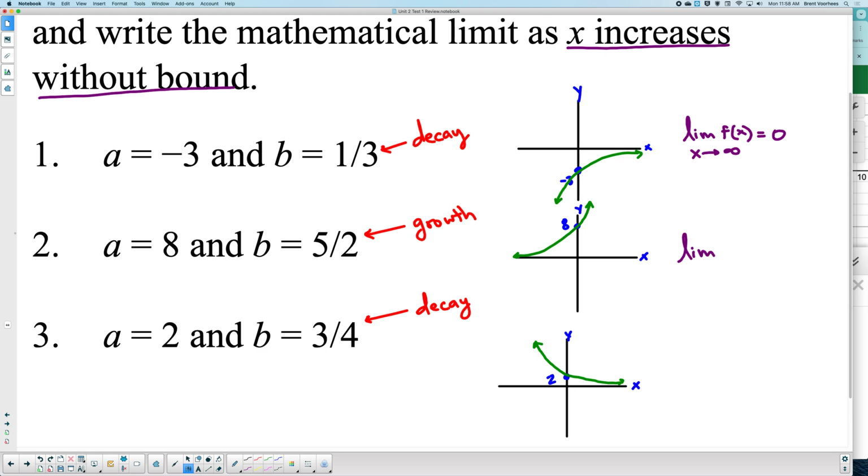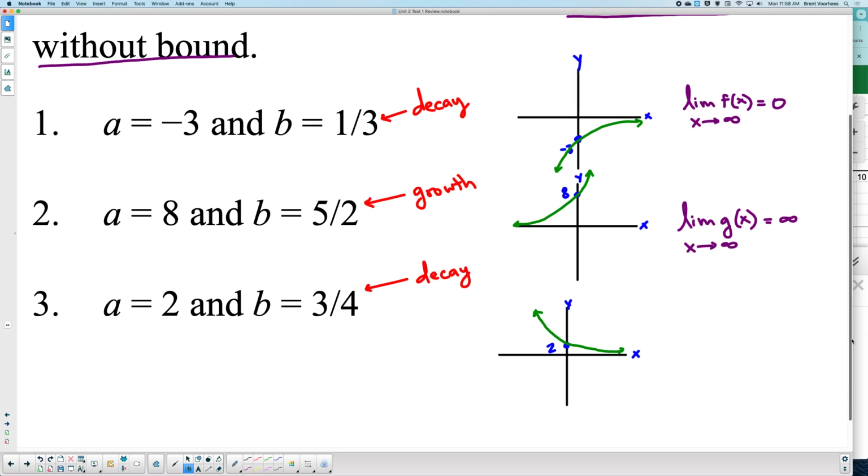Okay, how about the second graph? I'm going to call this one G. What happens on this one as we increase without bound? As we go to the right, what happens to my graph? It rises to positive infinity. It increases without bound. Okay, last one. I'm going to call this one h of x. What happens to this one as we go to the right forever? Does it rise, fall, or get really flat? And what does it get flat on? The horizontal asymptote, which is 0 on this.